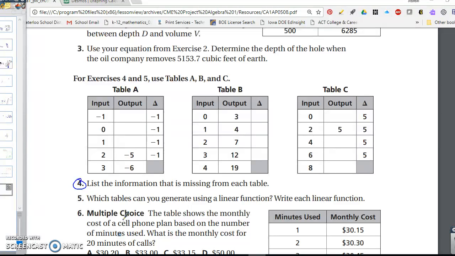Well, I got these outputs here, -5 and -6. Remember my change, my difference column, my delta symbol. So remember that's delta, and it means my change, or we might say difference.